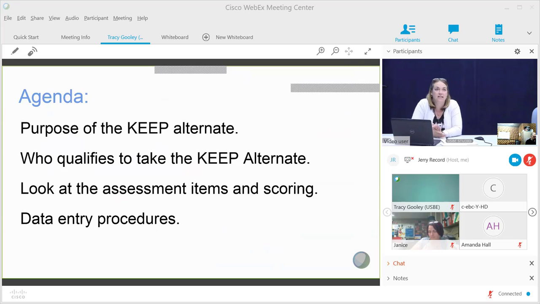So really quickly, our agenda today, what are we going to look at? We're going to look at what the purpose of the KEEP and the KEEP alternate is. So it may be review for some of you. We'll look at who qualifies to take the KEEP alternate assessment, so some of those participation guidelines. We'll look at the assessment and items themselves and how we score them. We won't look at every single rubric, but we'll look at least the first couple and how you go about scoring those items. And then we'll look at the data entry procedures.